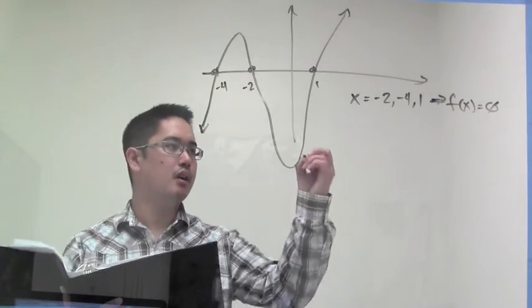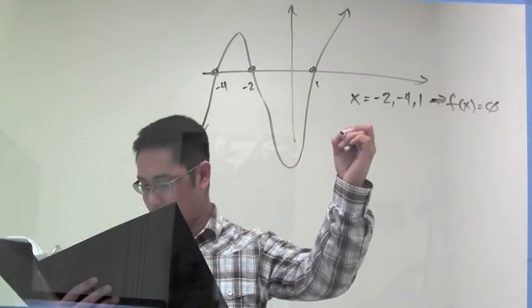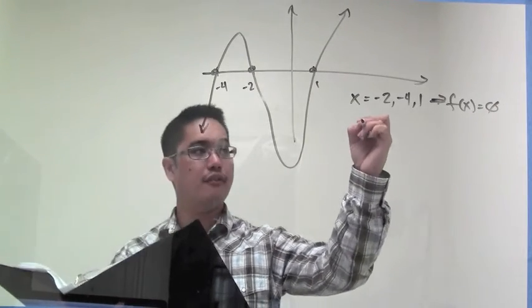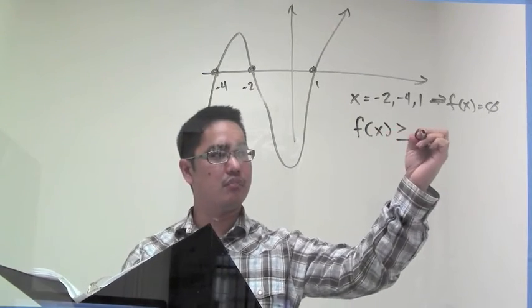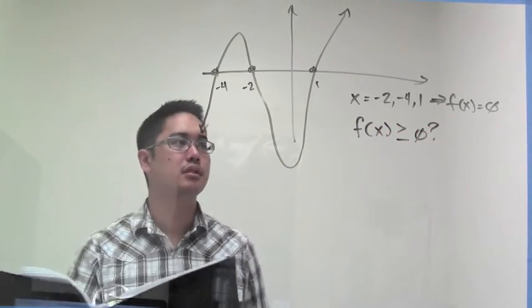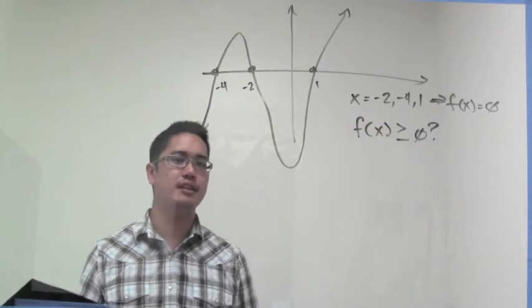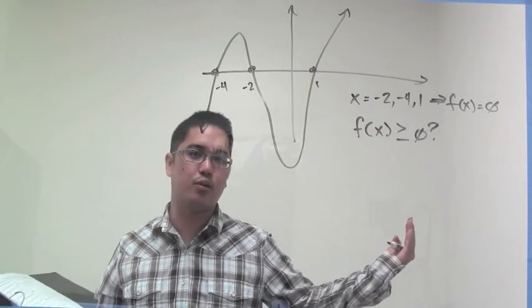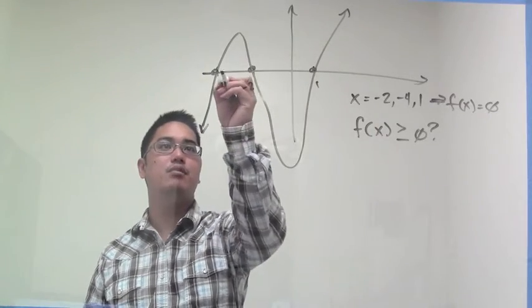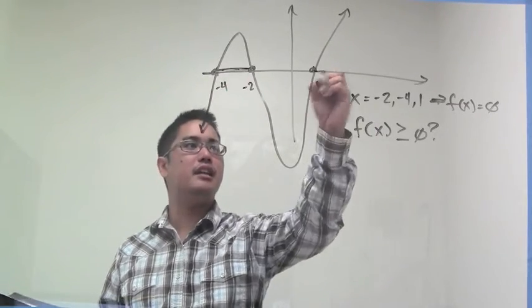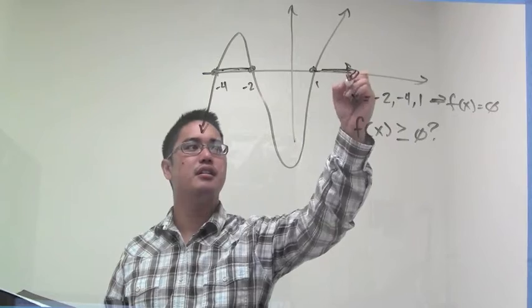All right, here's the next one. Here's what they wrote down. Over what intervals is f of x greater than or equal to 0? All right, over what intervals is f of x greater than or equal to 0? Numbers that are greater than or equal to 0 are positive numbers. So it would be between here and beyond.